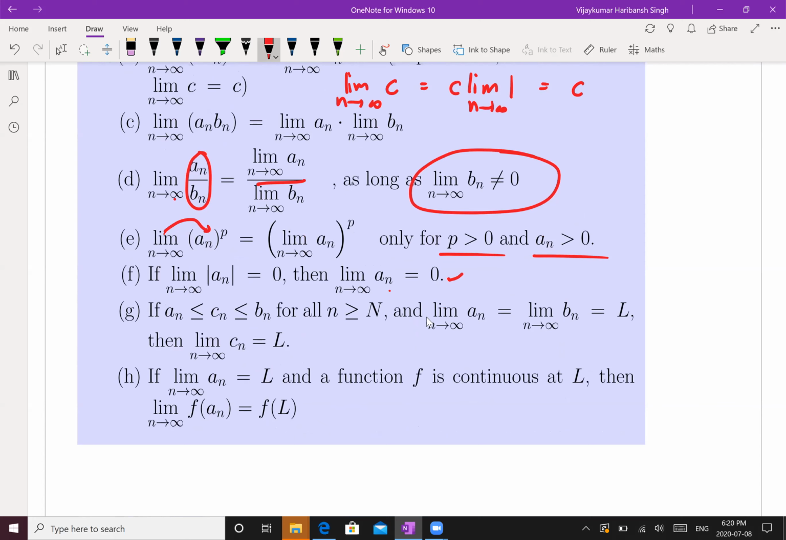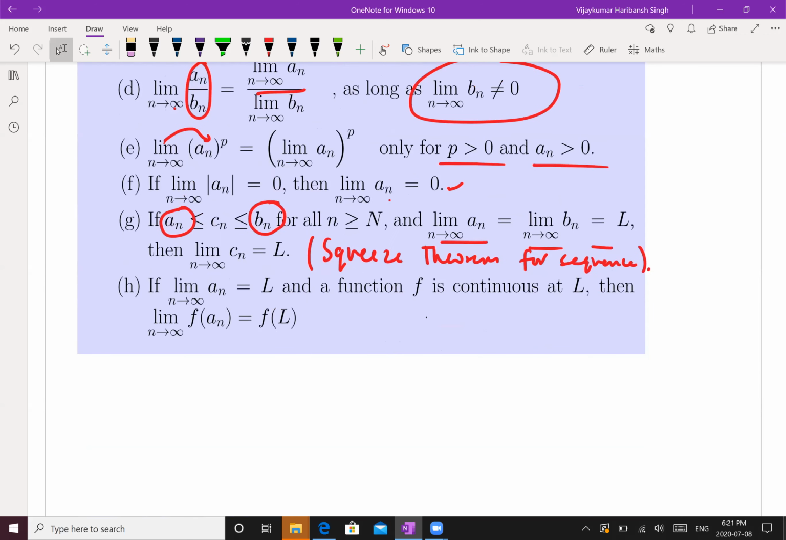Now, suppose you have three sequences an, cn, and bn, such that an is less than or equal to cn, less than or equal to bn. If the limit of an and the limit of bn are both L, then limit as n goes to infinity of cn is also L. This is kind of like a squeeze theorem for sequences. The limit of cn is getting squeezed between the limit of an and the limit of bn.